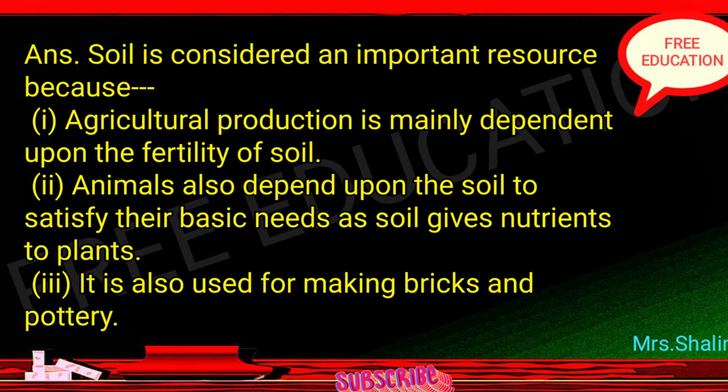Answer. Soil is considered an important resource because 1. Agricultural production is mainly dependent upon the fertility of soil. 2. Animals also depend upon the soil to satisfy their basic needs as soil gives nutrients to plants. 3. It is also used for making bricks and pottery.